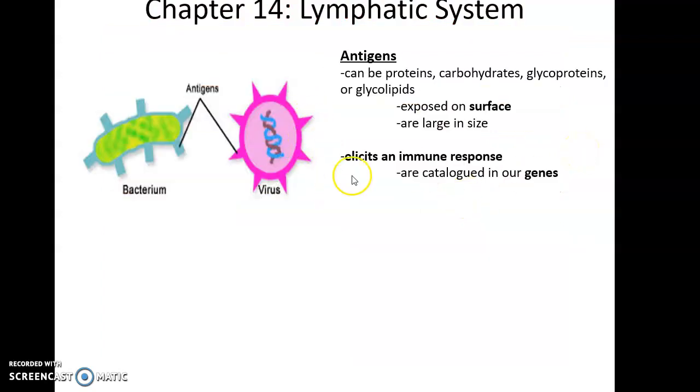So antigens can be proteins, carbohydrates, glycoproteins, glycolipids. Again, they just have to be on the surface of the pathogen, the surface of the virus or bacteria or protozoa, and they have to be able to elicit an immune response, which means that within our genes, we have this antigen cataloged so that we produce lymphocytes that will recognize that shape, that will recognize that antigen. So it's in our genes already.